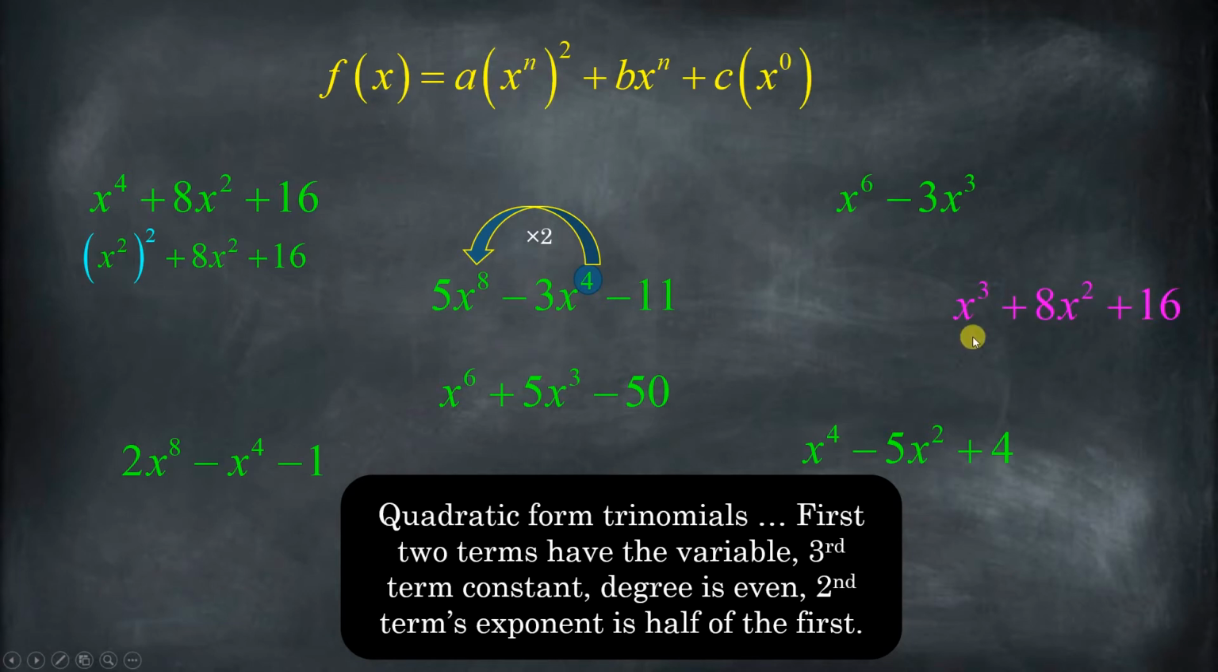Let's see a couple of non-examples. Here's one right here: x cubed plus 8x squared plus 16. Now it is a trinomial, yes, for sure. It's cubic, but it is not in quadratic form, for 2 reasons. The first reason is if you square x squared, you get x to the 4th, not x cubed. Do you see? So this would have to be 4 if this was a 2, right? The other reason, right off the bat, is that this is an odd exponent.